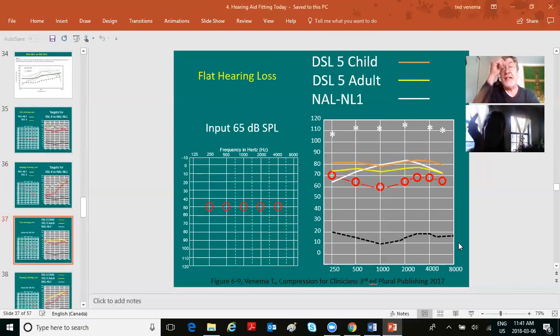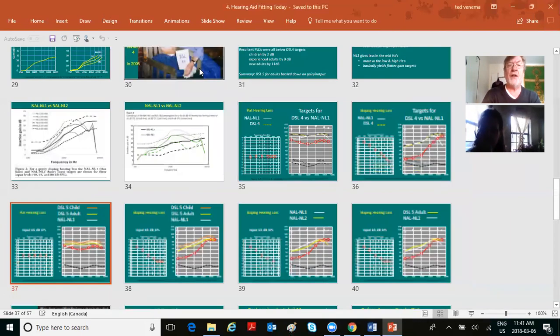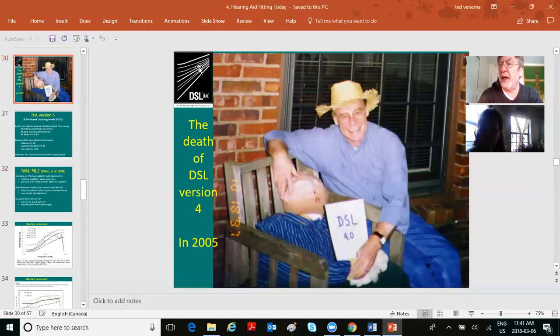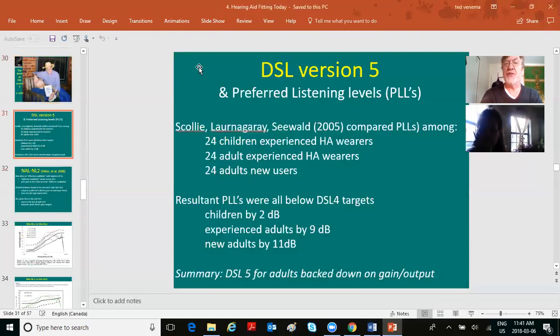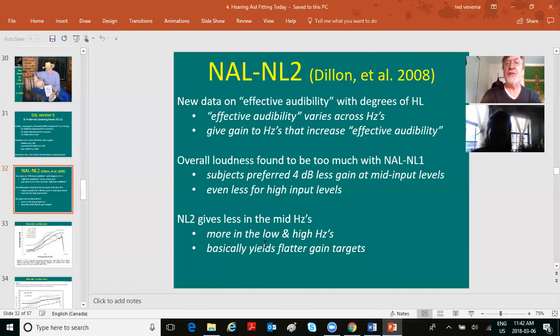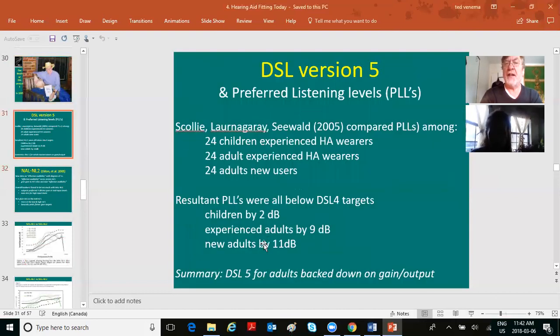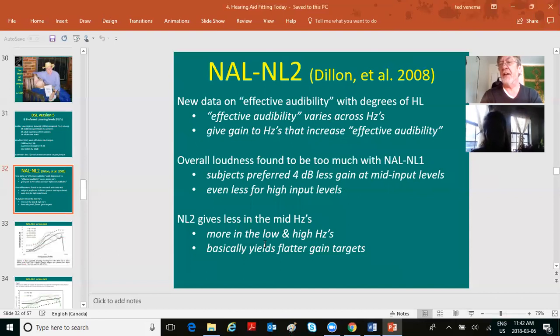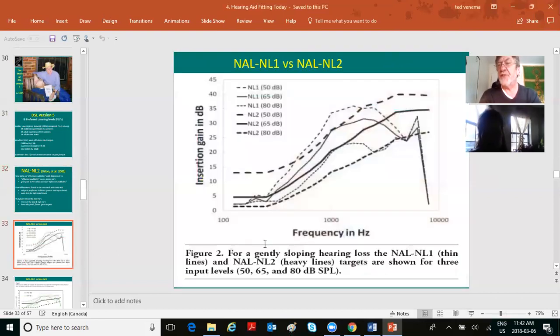And now let's look at the DSL-5, okay, because Seewald killed DSL-4. And he realized, and a lot of people realized, that there was too much gain and output recommended by DSL-4. The preferred listening levels were less than that. And so they did a study among children, adult experienced, adult inexperienced, and all 3 groups wanted less. And so DSL-4 had to die. And then NAL-NL1 changed into NAL-NL2, and you can see the differences here.